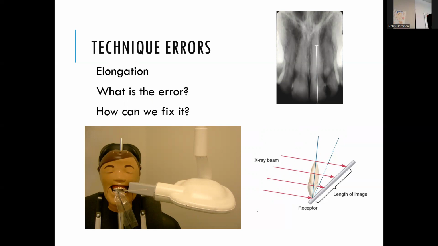Yes, some people have really long roots, and no matter what you do, you feel like you cannot get that tooth on the sensor. And so then you're purposefully trying to foreshorten it a little bit. You come in steeper. That's a perfect example.